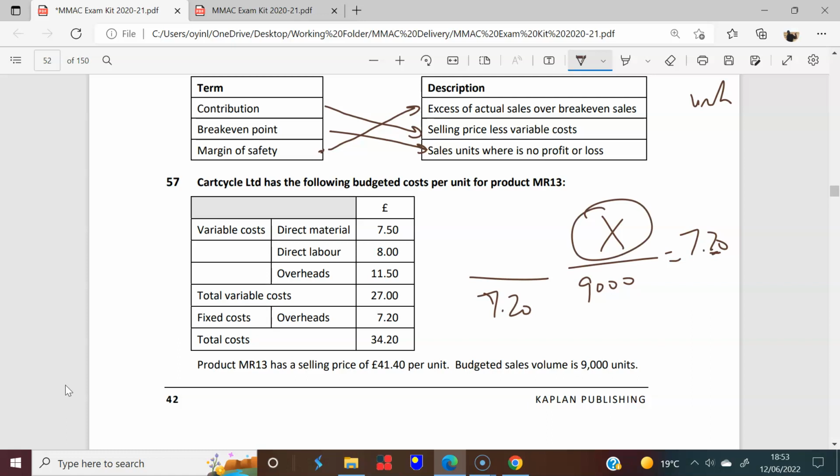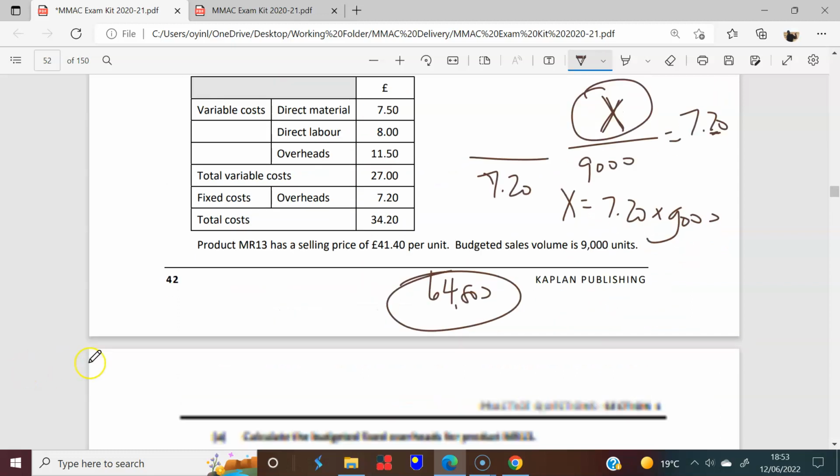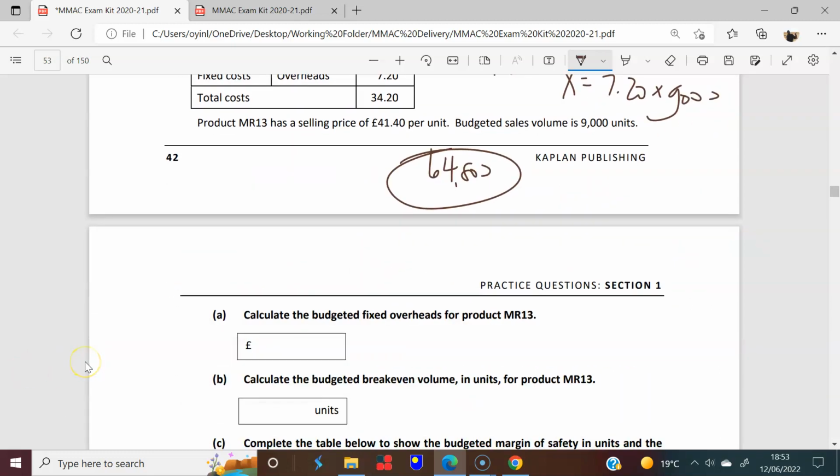So if you're looking for this figure of X, that becomes £7.20 times 9,000, which is 64,800. So we have the very first one here as 64,800. The next question wants us to look at break even.